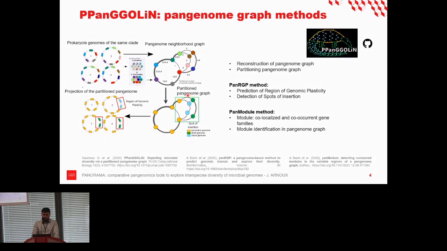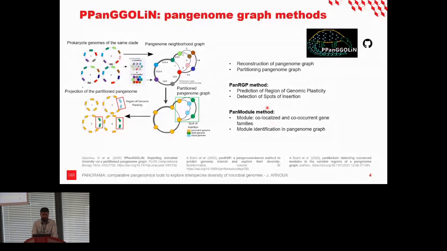And Pangolin can now use this partitioned pangenome graph to study the variable regions with the PANRGP method, to predict the regions of genomic plasticity and to detect the spots of insertion. And it can also study the colocalized and co-recurrent gene families in the pangenome with the panmodule method. So far, so good. We've got a tool to construct a pangenome graph and to analyze one pangenome graph. But now, what about comparing pangenome graphs?